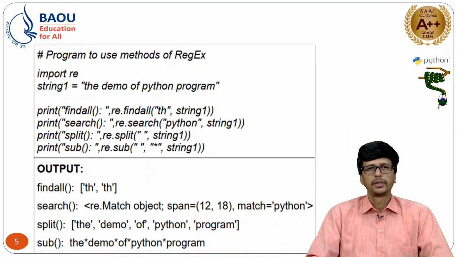Then sub: if you want to search for a substring and replace that particular string with another, then it is used. So here you are passing three parameters. First is space, so it will search for the space. Then the second parameter is what the space will be replaced with. Say for example you want to replace space with the asterisk sign, then you pass asterisk as the second parameter, and the third parameter is the source string, that is string1 here. You can observe in the output that now space is replaced with the asterisk.